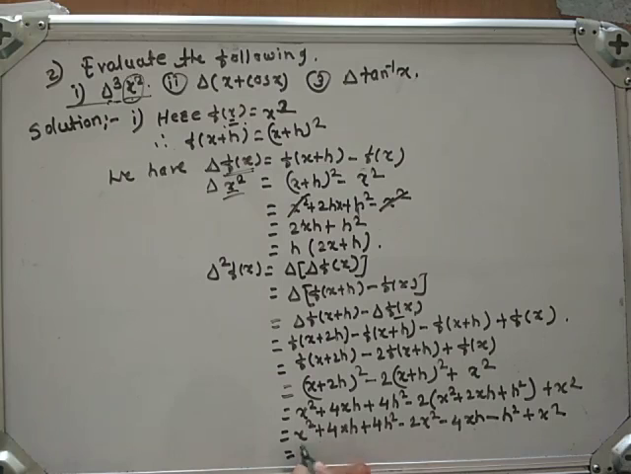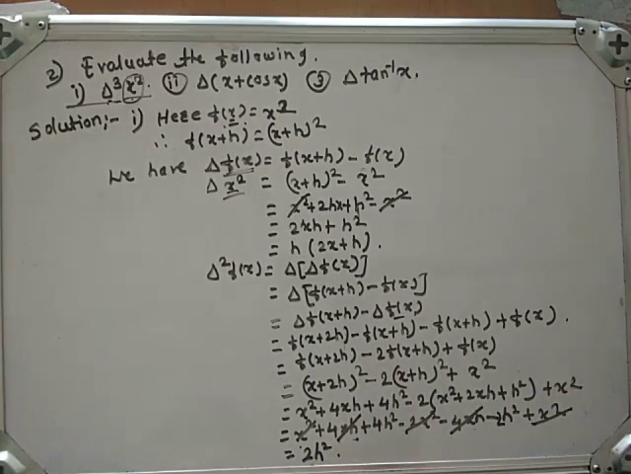See here, x square plus x square is 2x square, and 2x square minus 2x square gets cancelled. 4xh minus 4xh cancel. 4h square minus 2h square is 2h square. So delta square of f of x is 2h square.